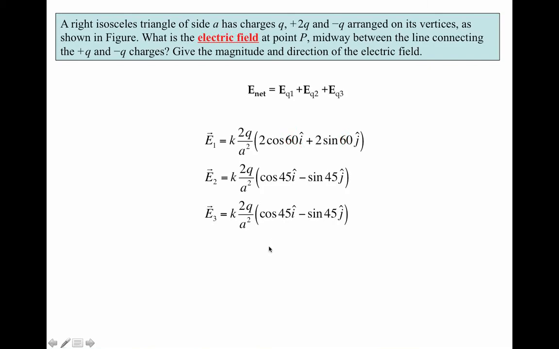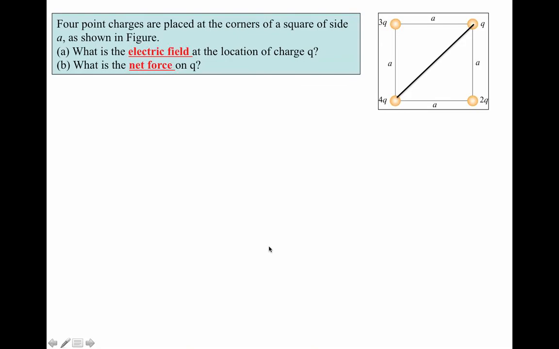Okay. Now the last question, which tells you that you have four charges placed on the corners of a square of side A as shown in the figure. He wants you to find the electric field at this point right here. Okay, so how do I do that? And then he wants you to find the net force. I changed this, by the way, it used to be 2Q, just to make it simple, it's the net force on Q. Okay, and you see why I want to do that.